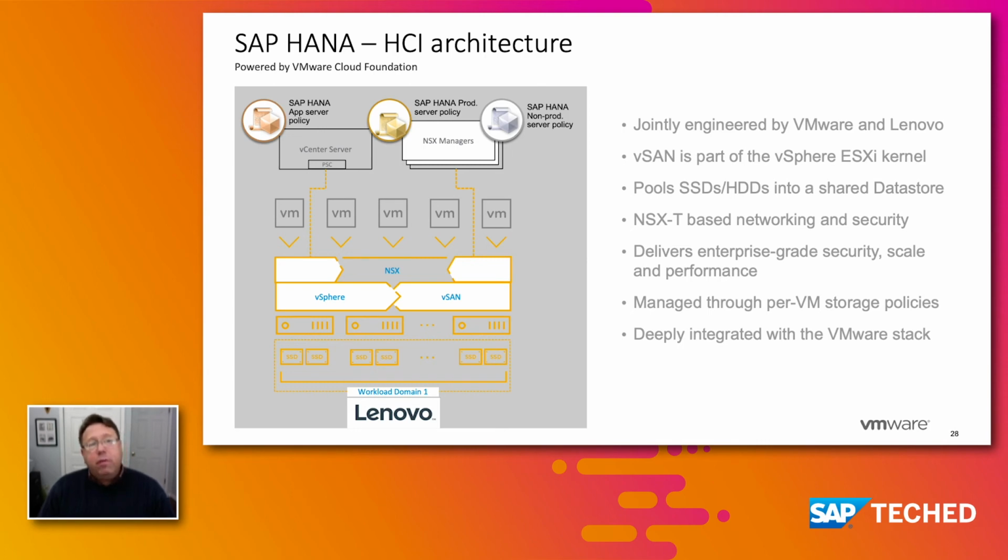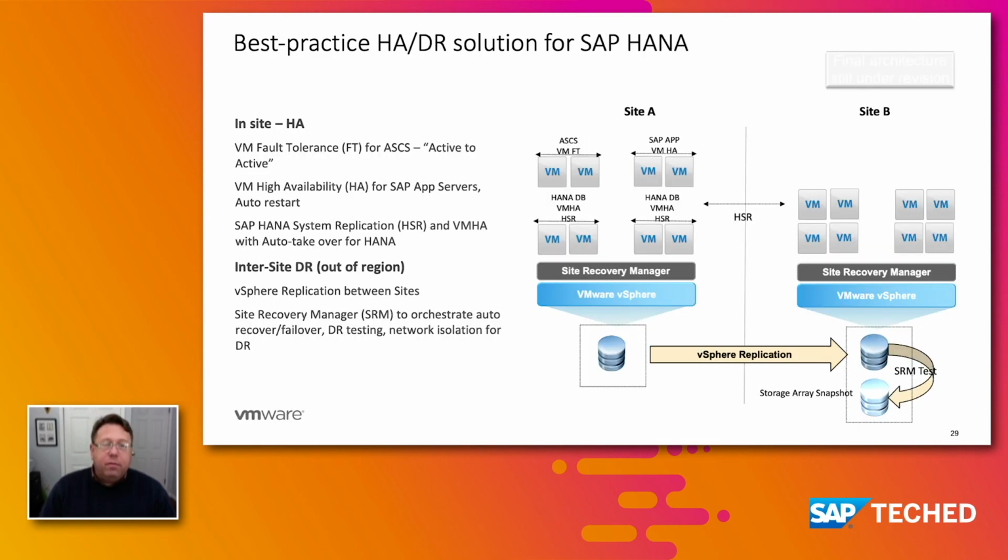Our solution with Lenovo, the one that Ajay just showed you, has been jointly engineered and jointly certified by VMware and Lenovo with oversight by SAP. And it is deeply integrated with the hardware so that it provides the resiliency and the availability that our customers require. Now, I talked about high availability and DR, and VMware is actually quite mature in this space. We have ways that we can help eliminate the single point of failure.